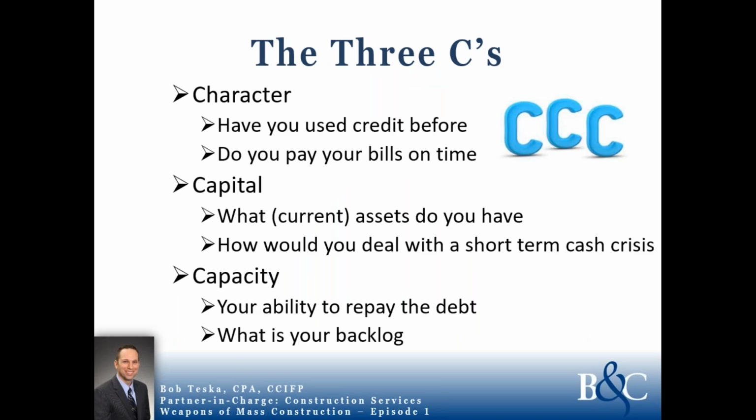All right, so the 3 C's, which are part of the underwriting process that the surety goes through in relation to the contractor, both on the company and the owner of the company. The first one is character. And what they're looking for here is, have you used credit before? Do you pay your bills on time? What's your credit score? Are you behind on any child support payments? Do you have a timeshare out there that you haven't made payments on?